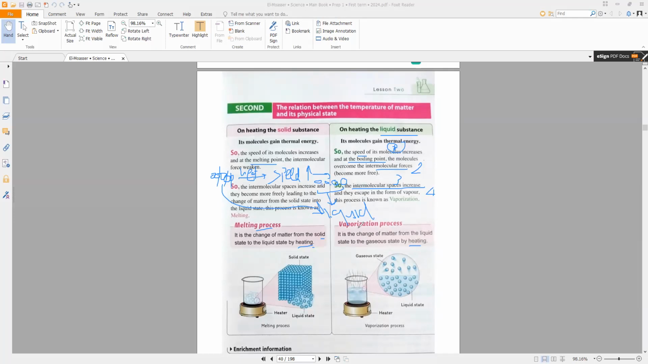This is called the vaporization process, and this is the relation between the temperature of matter and its physical state. We saw the relation between the temperature of matter and its physical state. Number one, gain thermal energy, the speed increases, intermolecular forces will decrease, intermolecular spaces increase, and it will change from one state to other states.